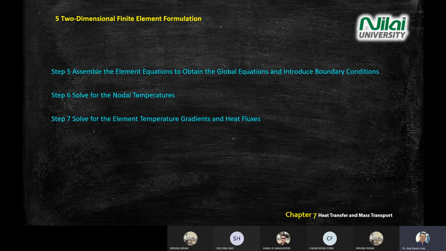And then step 5, you assemble the K matrix, put them into global, solve for the temperature, and then solve for all the remaining unknowns, especially on the left-hand side of the equation.